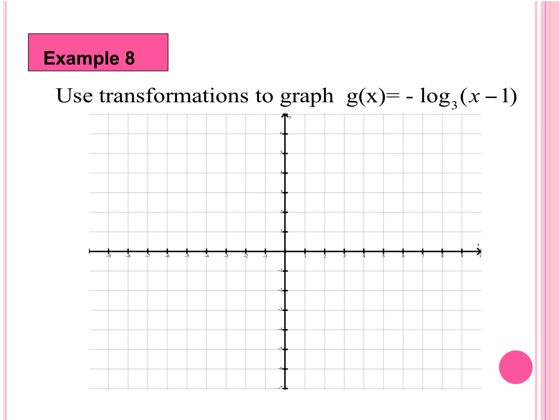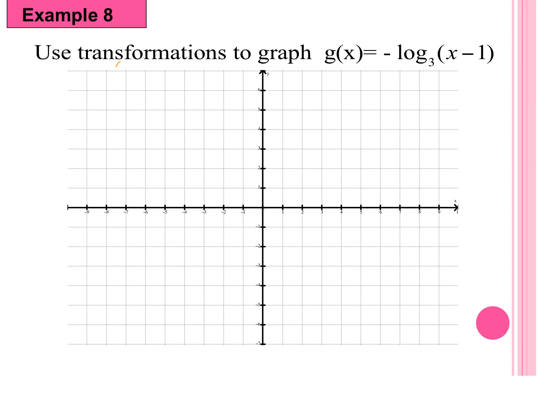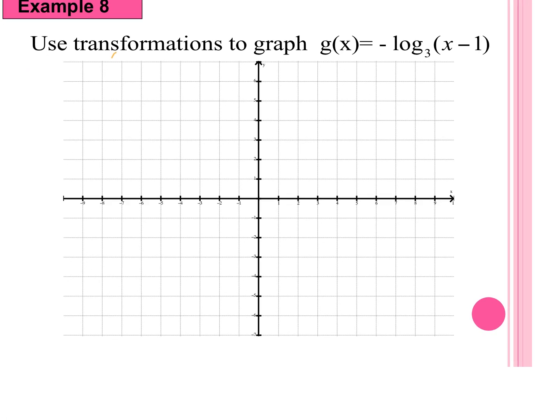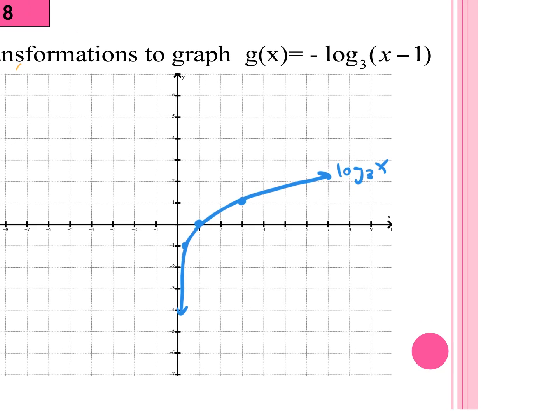In example 8, we're going to keep that log graph in mind. So the points on my log graph were (-1, 1/3), (1, 0), and (3, 1). So this was my log base 3 graph. We're going to apply our transformations to this. So this is our starting function. This is our parent function. We're just going to take our transformations and apply them.